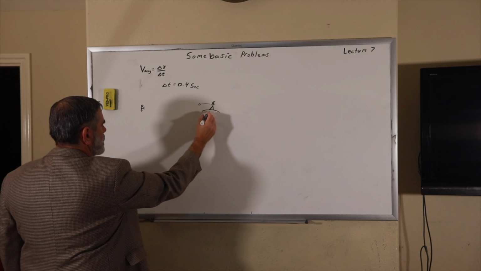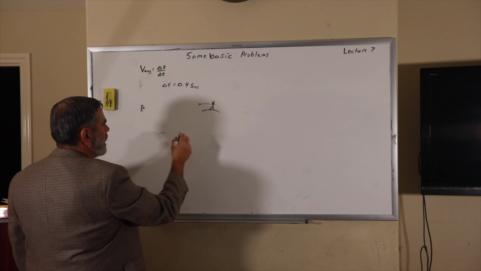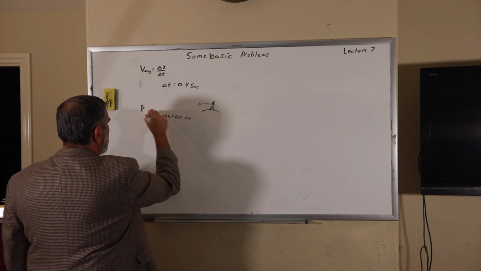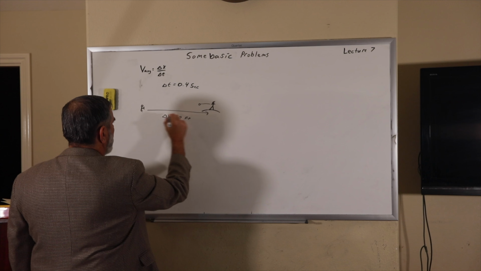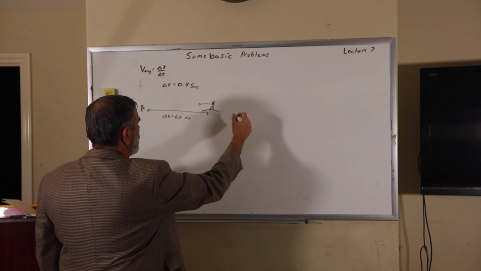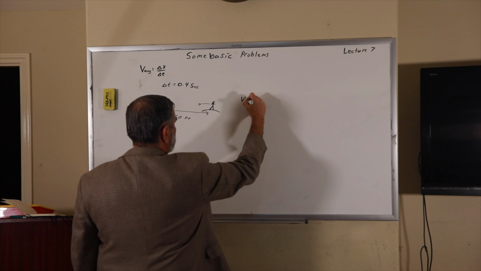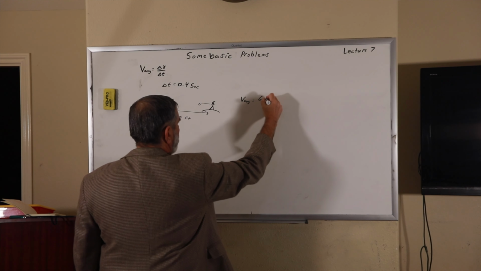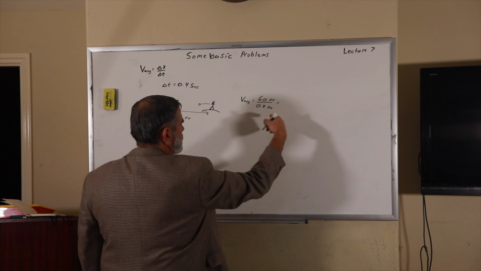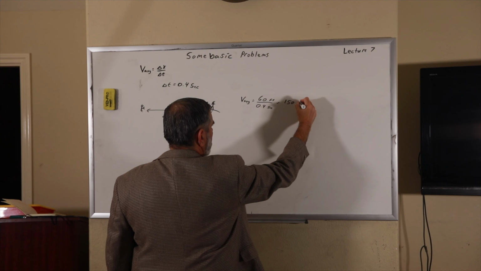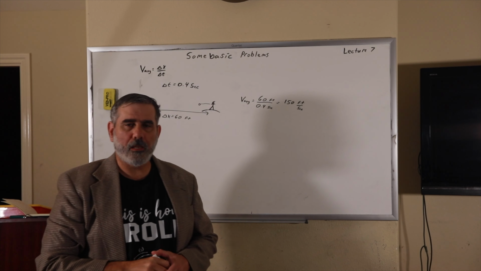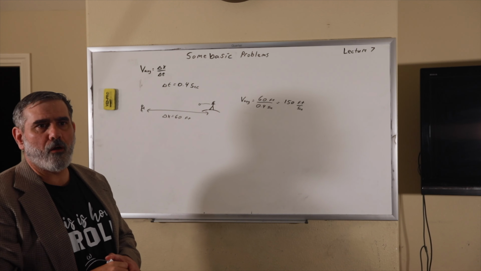You may know that the distance from the pitcher's mound to the catcher, or home plate rather, is 60 feet. So delta x equals 60 feet. That's this distance here. So we have all the information we need, and all we have to do is plug that into this formula. The average velocity, or speed, would be equal to 60 feet divided by 0.4 seconds, which is 150 feet per second.